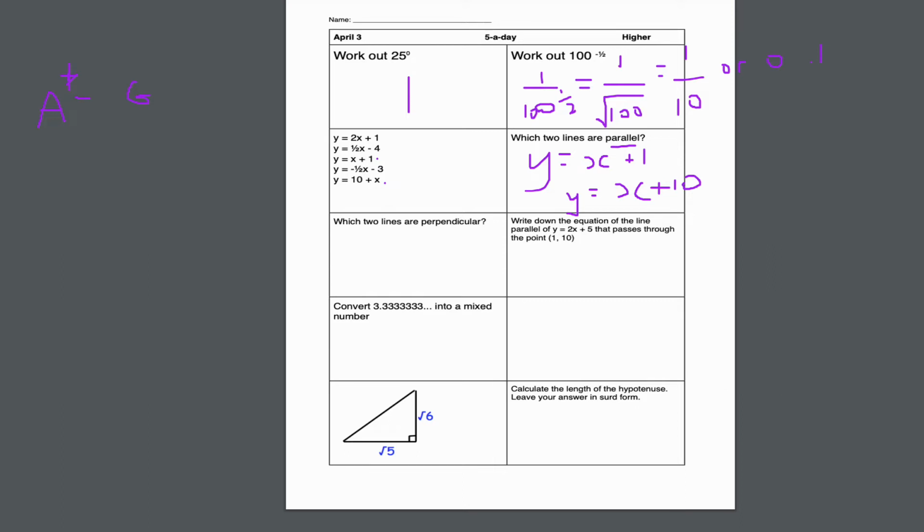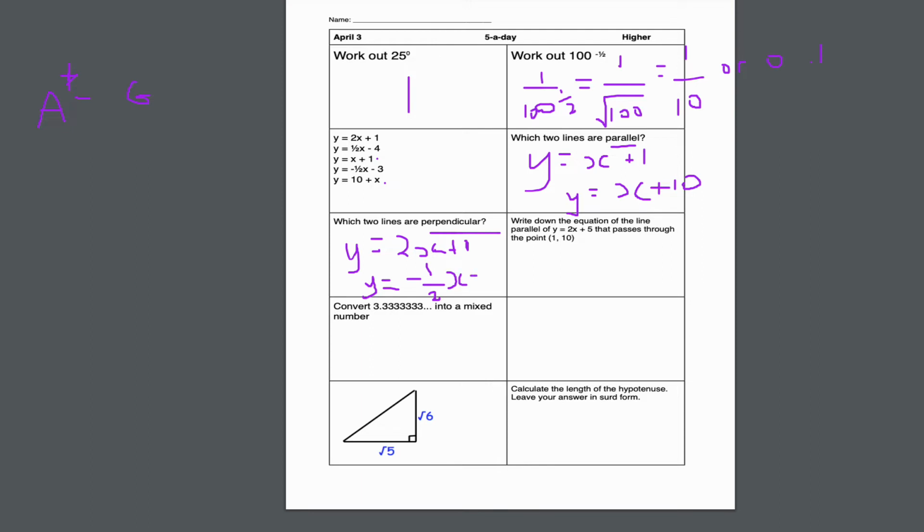Next one, which two lines are perpendicular? So perpendicular means it has the negative gradient, so it's the negative reciprocal. It's going to be this one and this one, so y equals 2x plus 1. A rule of thumb here is that if lines are perpendicular, then the product of the gradients has to multiply to give me -1. So it's always the negative reciprocal of your current gradient, if that makes sense.